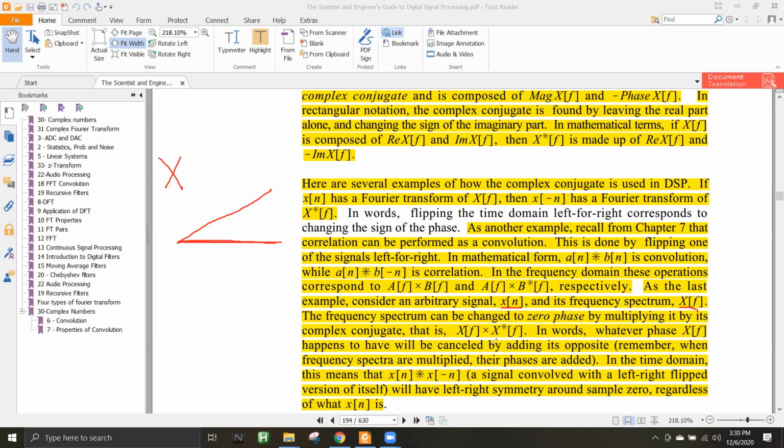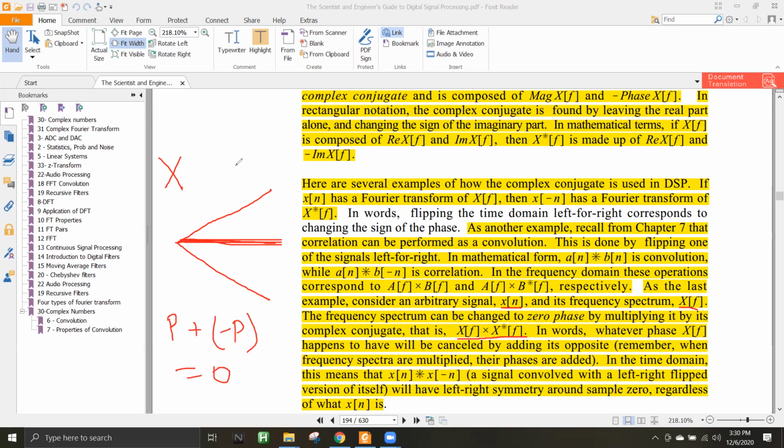How? Simply by multiplying itself with its complex conjugate. Multiplying any frequency spectrum with its complex conjugate converts any kind of positive slope or negative slope to zero slope. That means its phase can be made zero. Why is that? Because if we remember, when you multiply two signals, their magnitudes get multiplied and their phases get added. So what you're doing is adding p with minus p, which just makes the corresponding phase component zero. That is why you would get phase like this.